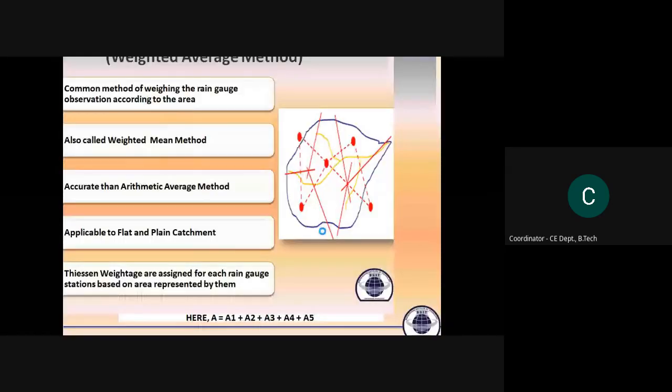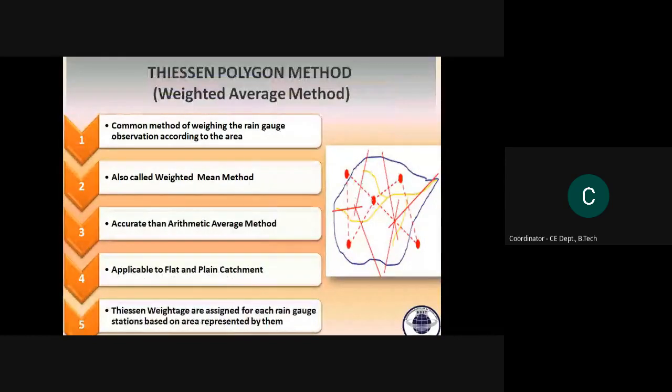that is considered for each rain gauge station. Say, for example, this is one rain gauge station, then the area which will be considered for this rain gauge station is this one, this polygon. Similarly, for this station your polygon area will be this one, and for this rain gauge station the area will be this one.